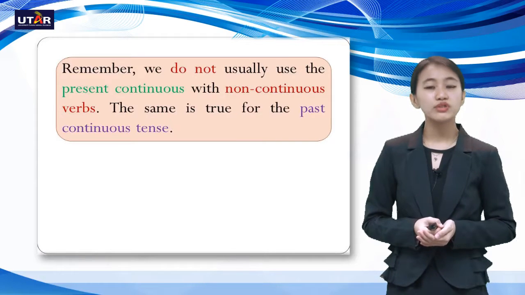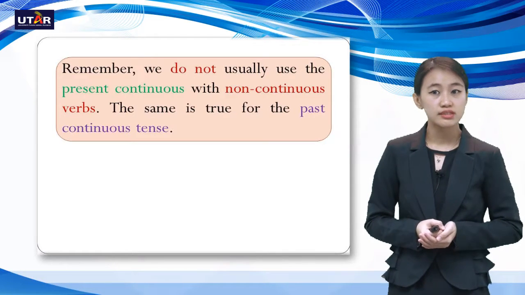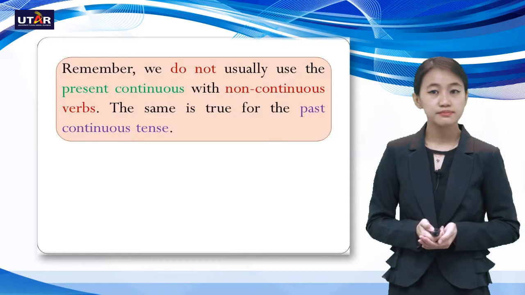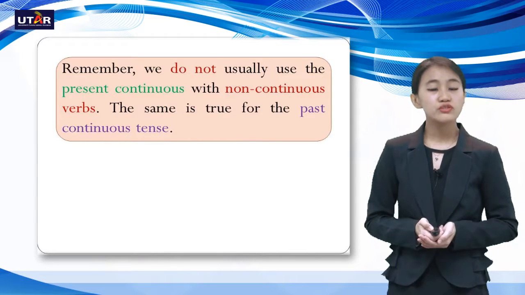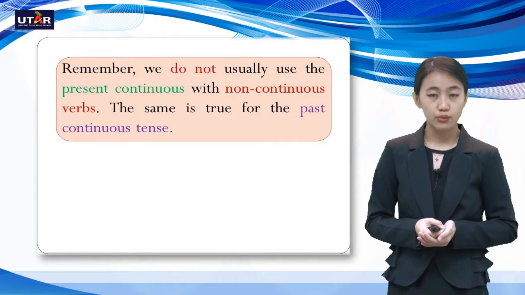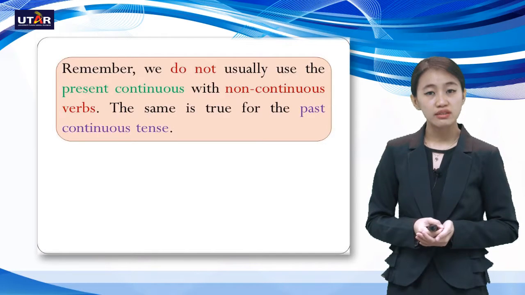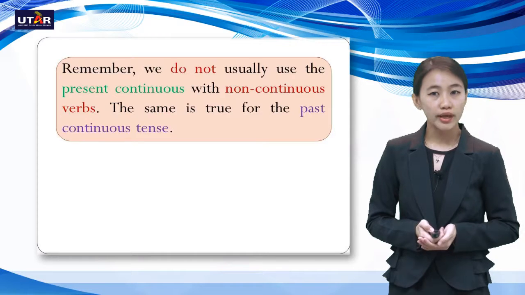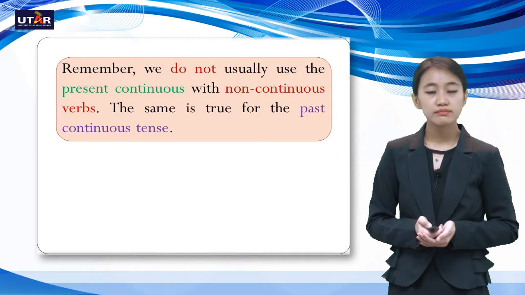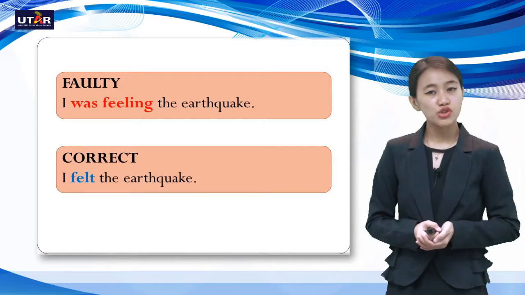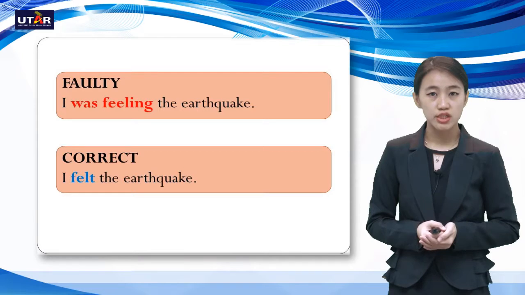Now remember, we do not usually use present continuous with non-continuous verbs. The same is true for past continuous tense. So this will be a faulty sentence: I was feeling the earthquake. The verb feel is actually a non-continuous verb. The correct way of saying it will be, I felt the earthquake. So you should remember what your non-continuous verbs are.